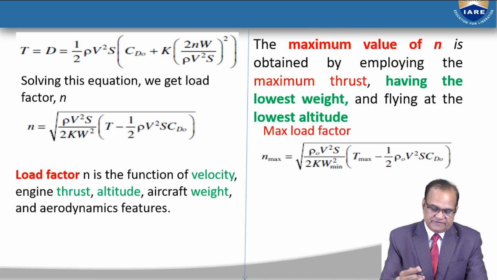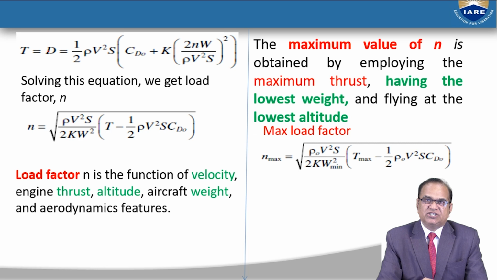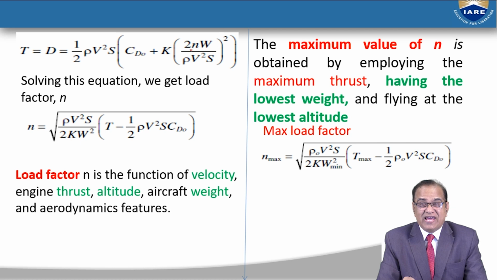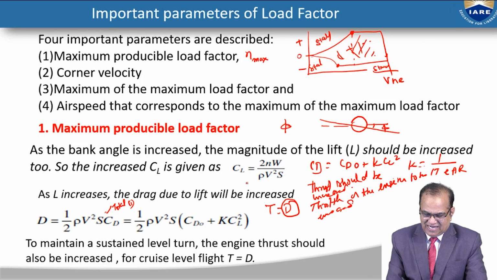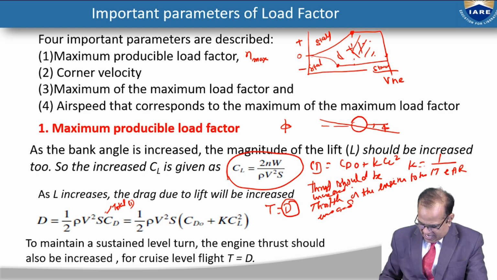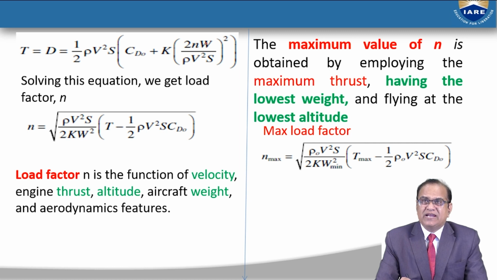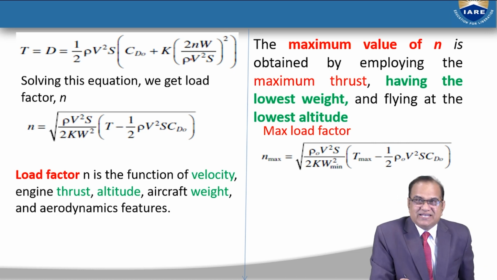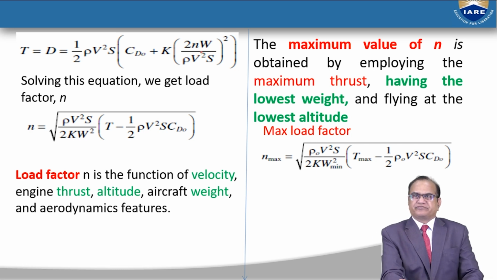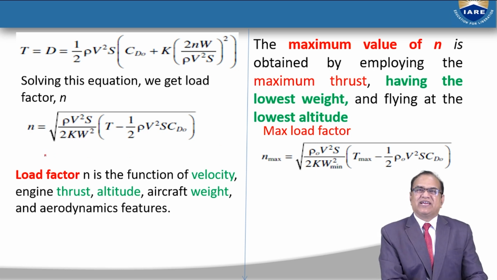Now we will see that thrust T is equal to drag, half rho V square S times CD naught plus K CL square. We have seen that CL is equal to 2N W by rho V square S. This value we are putting here, K into CL, where CL is 2N W by rho V square S, whole square. Solving this equation for N, it is a very simple algebraic calculation.